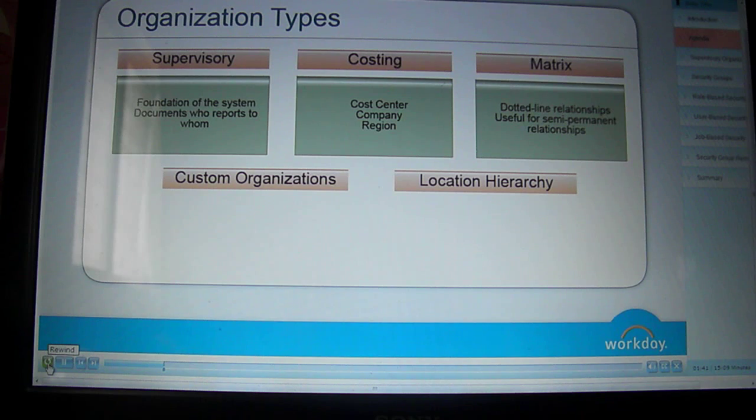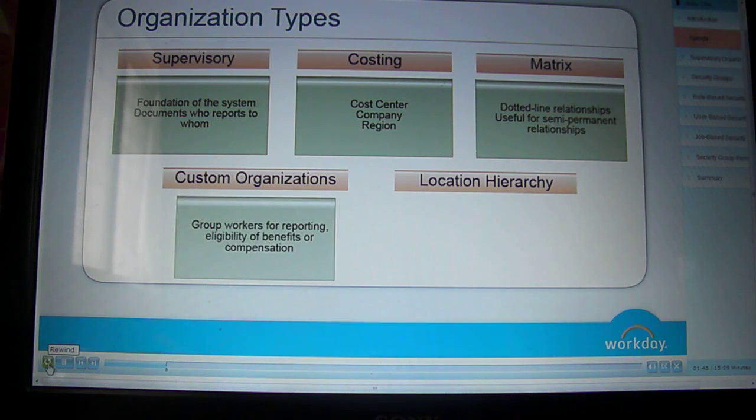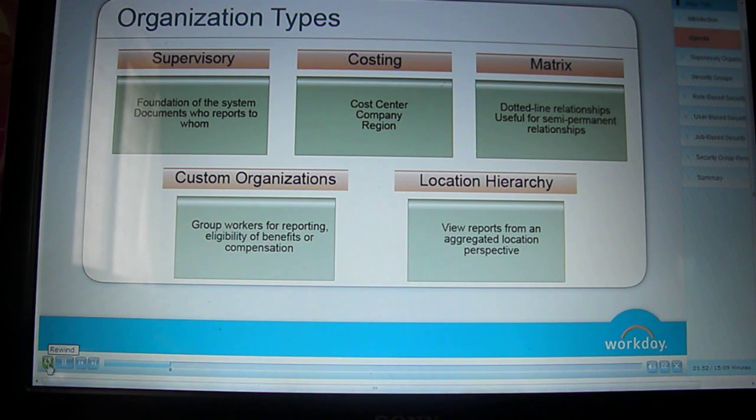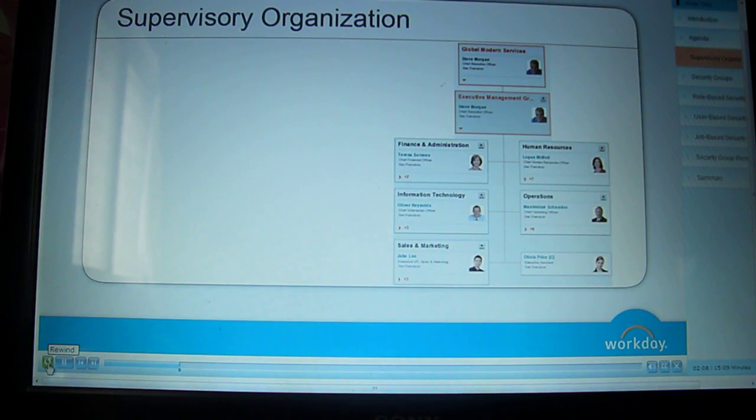We also offer custom organizations. These are organizations you can use to group workers for reporting purposes, or eligibility for certain benefits, or compensation. Location hierarchy is used to view reports from an aggregated location perspective. The Workday community site provides documentation on how to maintain organization types, as well as how to create and maintain organizations. In the Workday system, the primary HCM structure is the supervisory organization.